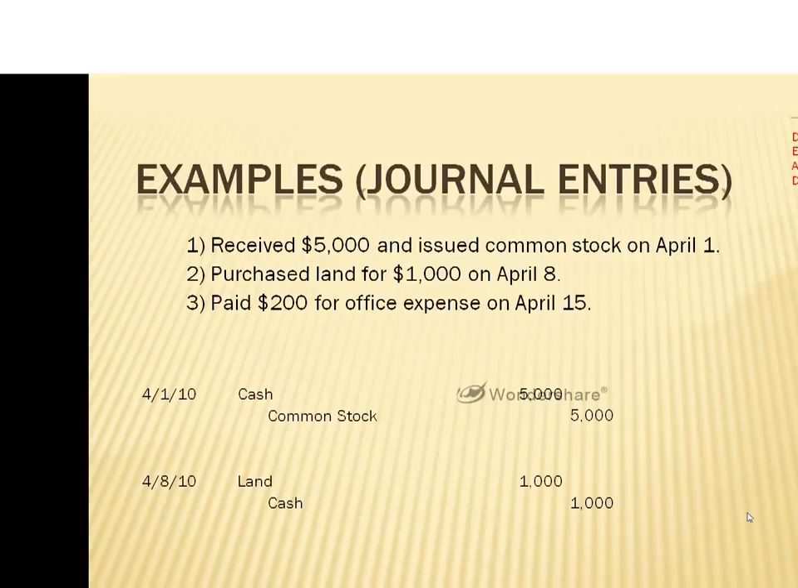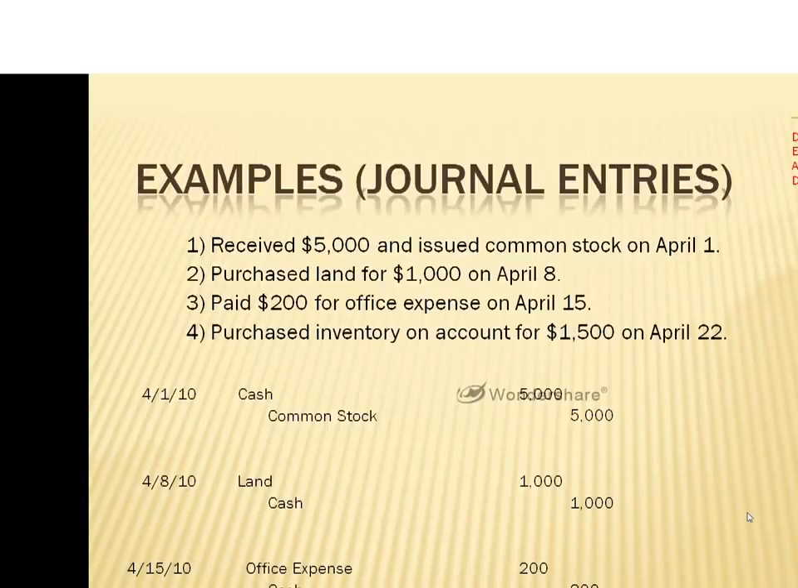Our third transaction is we pay $200 for office expenses on April 15th. We bring in our date, followed by our debit, which is our office expenses, because we know from our acronym T account that to increase an expense, we need to debit it. And then we use the cash to pay for that, so we are going to credit it to decrease our cash or our asset. Lastly, we purchased inventory on account on April 22nd.